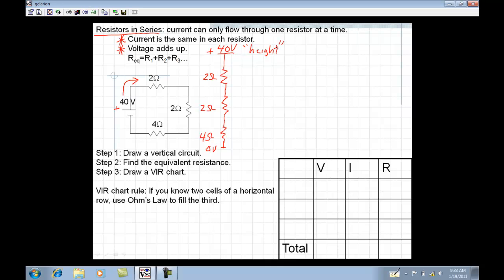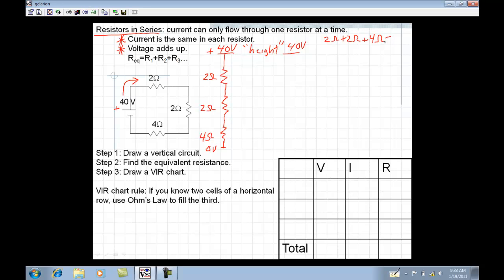Now, we drew the vertical circuit, and we want to find the equivalent resistance. Resistors in series are easy. All we do is take R1, R2, and R3, the resistors, and add them up. So I'm going to find the equivalent resistance, and I'm going to redraw this like this. I'll take the 40 volt battery, and if I add up each of those resistors, the 2 ohm plus the 2 ohm plus the 4 ohm, I get a total resistance of what?